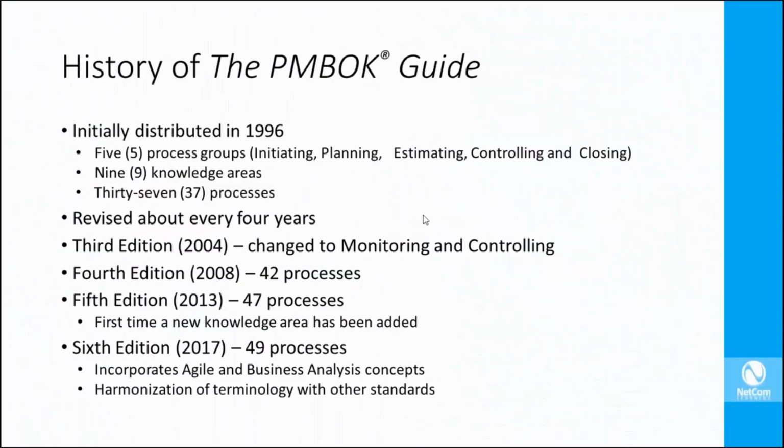So the history of this, it initially was distributed in 1996, even though there were a lot of pieces of this way back then, even before that time. At that point in time, we had five process groups: the initiating of a project, the planning, estimating, controlling, and closing. It had 9 knowledge areas, very similar to what we have today, and had 37 processes.